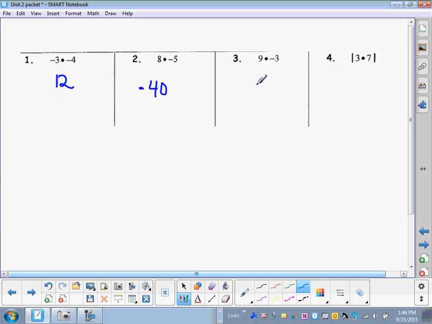9 times 3 is 27. I have one sign, so it's a -27. Number 4, the absolute value of 3 times 7. So 3 times 7 is 21. The absolute value of 21 is 21.